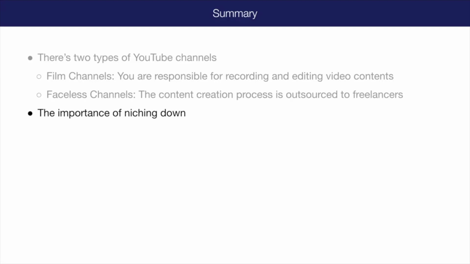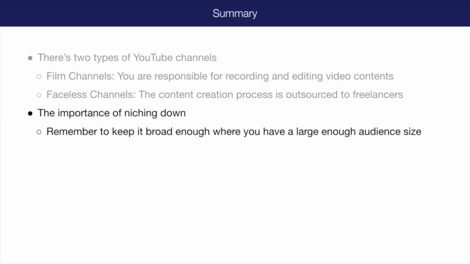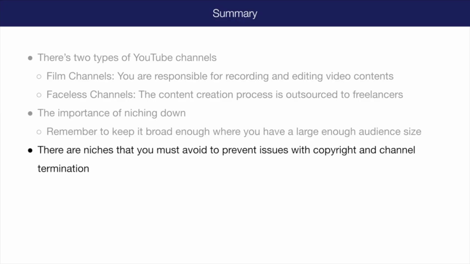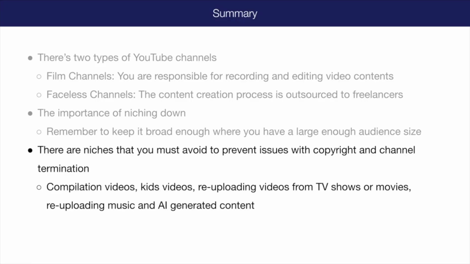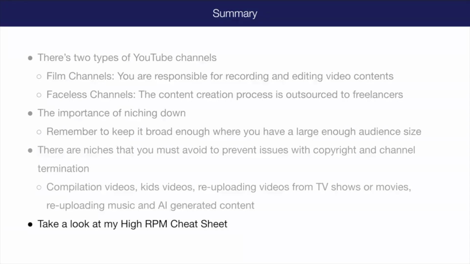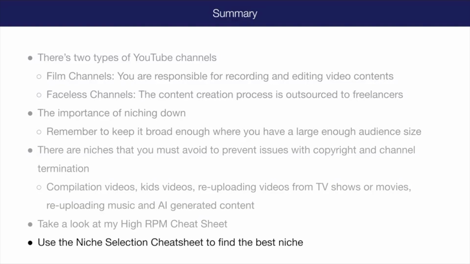Now we're going to summarize the importance of niching down. Remember to keep it broad enough that you have a large enough audience size. And there are niches out there you must avoid to prevent issues with copyright and channel termination. For example, compilation videos, kids videos, re-uploading other people's content, and also AI generated content. And lastly, take a look at my high RPM cheat sheet to see all the most profitable niches out there, but do not be restricted by it. And use the niche selection cheat sheet to find the best niche so you can validate with numbers that this is the niche you should go to, and you're confident this is the best one you can get into.